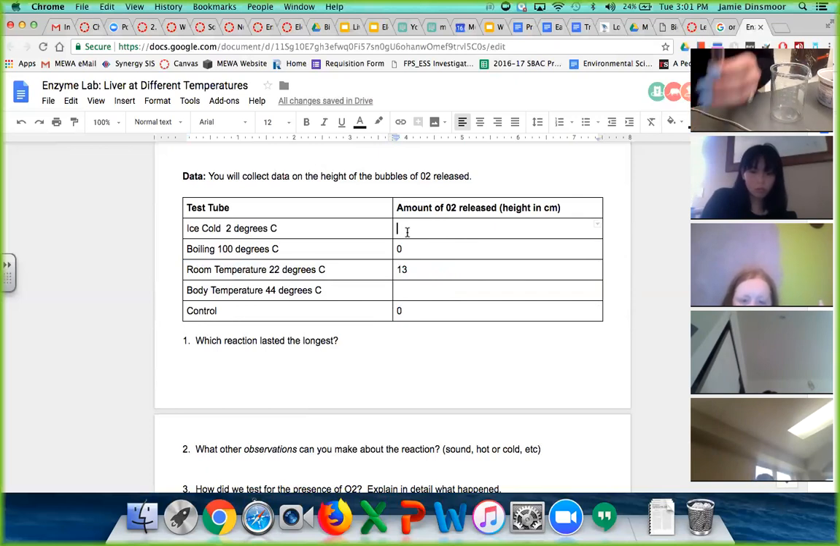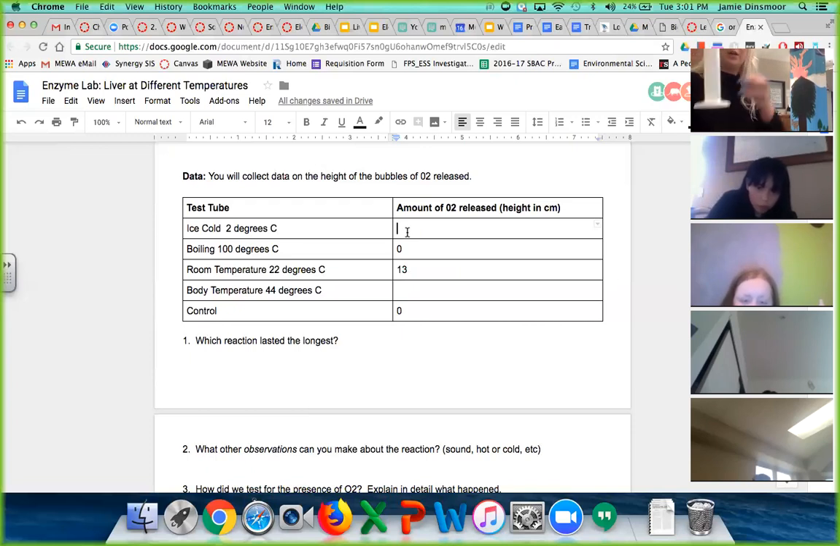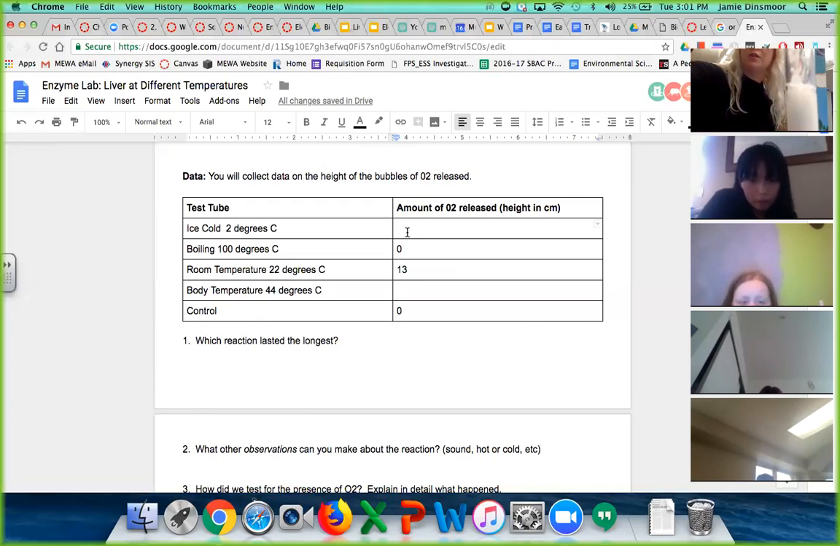Okay, we're going to do ice cold next. We've got our liver that has been sitting in the ice. 2 milliliters hydrogen peroxide. What is going to happen? If I don't cover it with my fingers too much. Okay, we've got a little bit of bubbling, right? It doesn't look as crazy as it did for room temperature. And looks like that might be, we'll let it keep rising for a second here before I measure it because it is getting taller.